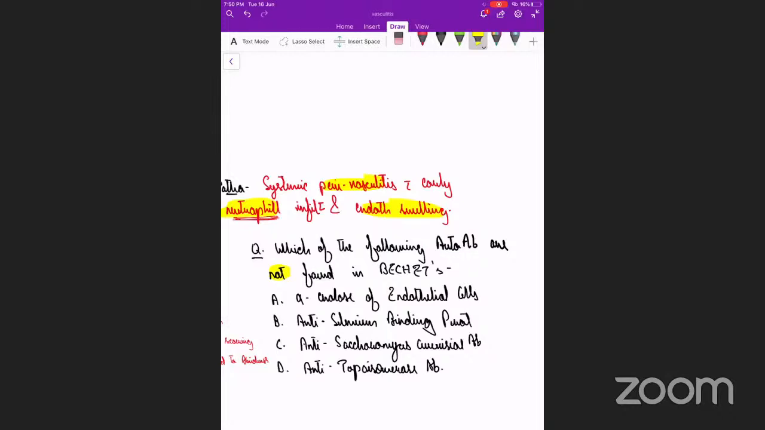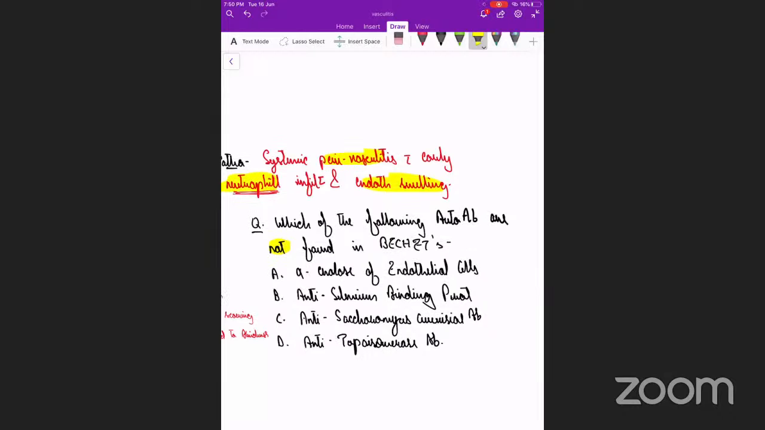Anyone else with the answer? Pooja, she tells alpha enolase. MI tells C. Okay. We'll give it to 1+. The answer is anti-topoisomerase antibody.